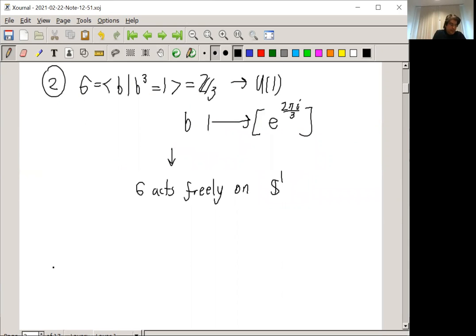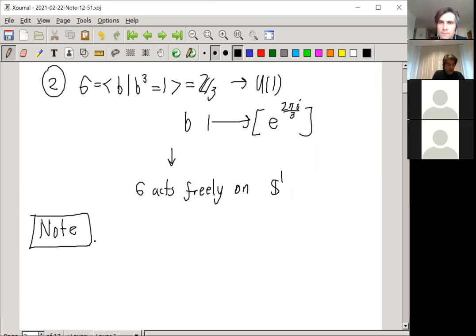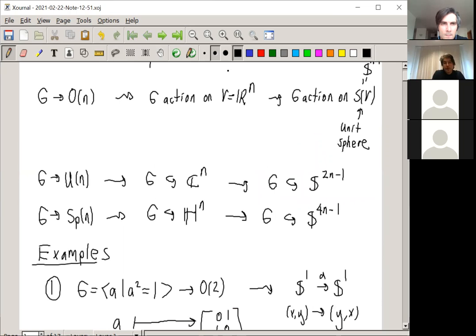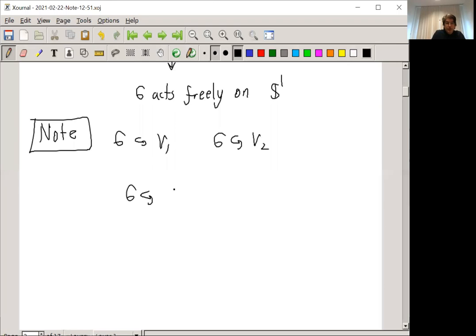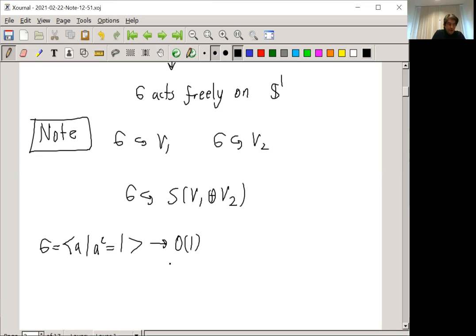Okay, now a note here is that when you have an action on V1 and V2, so let's say we have V1 and V2, by which I mean one of these, it could be real, it could be complex, it could be quaternion, then you get a G action on the sphere S(V1 plus V2). So for example, if G is again the cyclic group of order 2, with A squared equals 1, then you can send it to O(1) by sending A to -1. And this gives the G action on R.